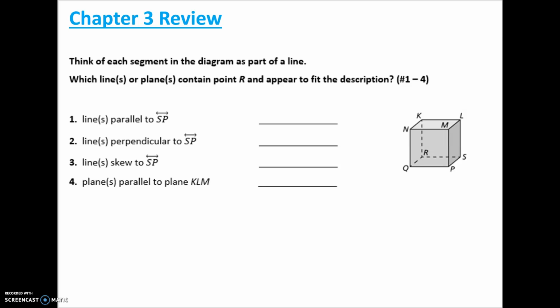It says, think of each segment in the diagram as part of a line. Which lines or planes contain point R and appear to fit the description? So something that is parallel to SP that contains point R. So that would be QR. Okay, so parallel, remember, means it's not going to touch.